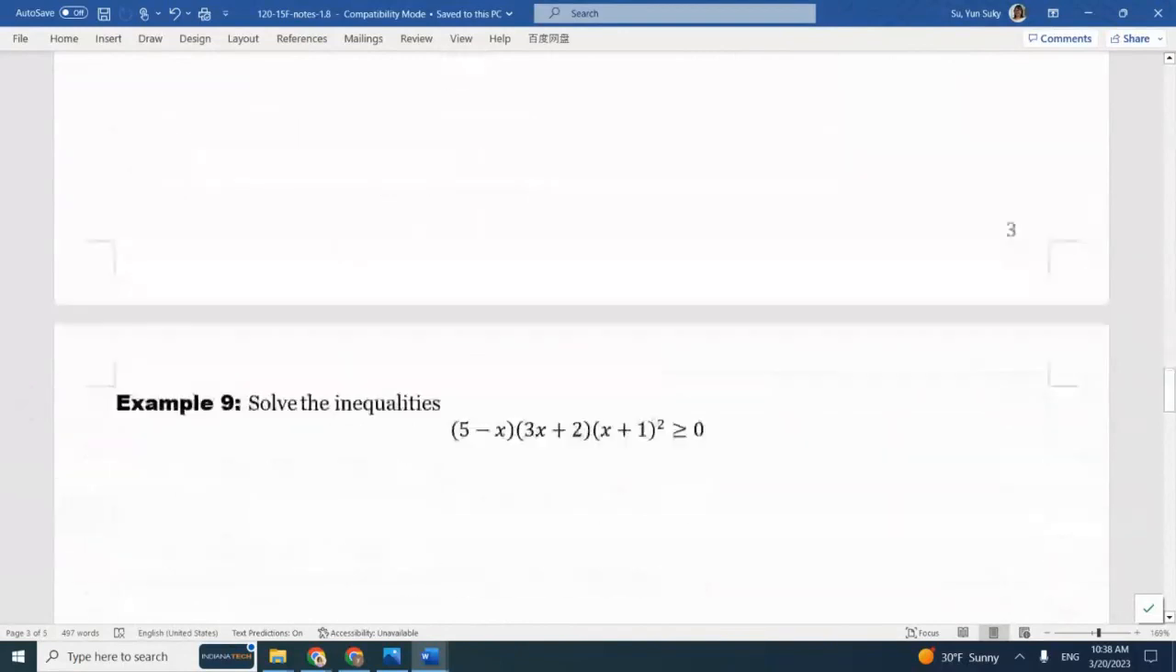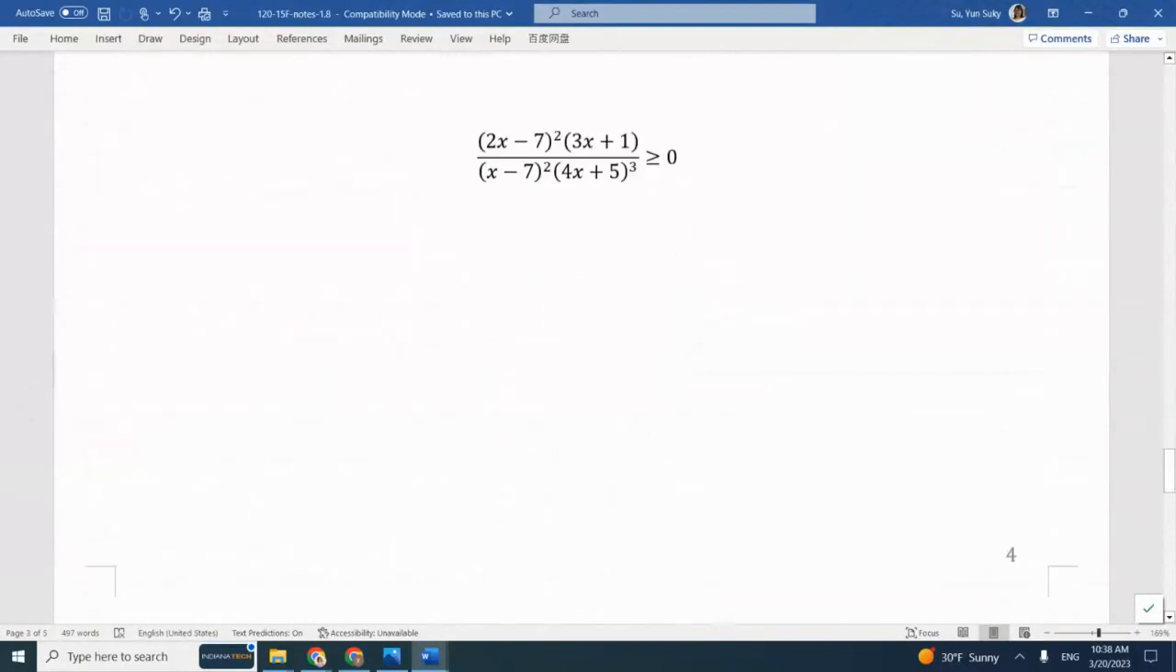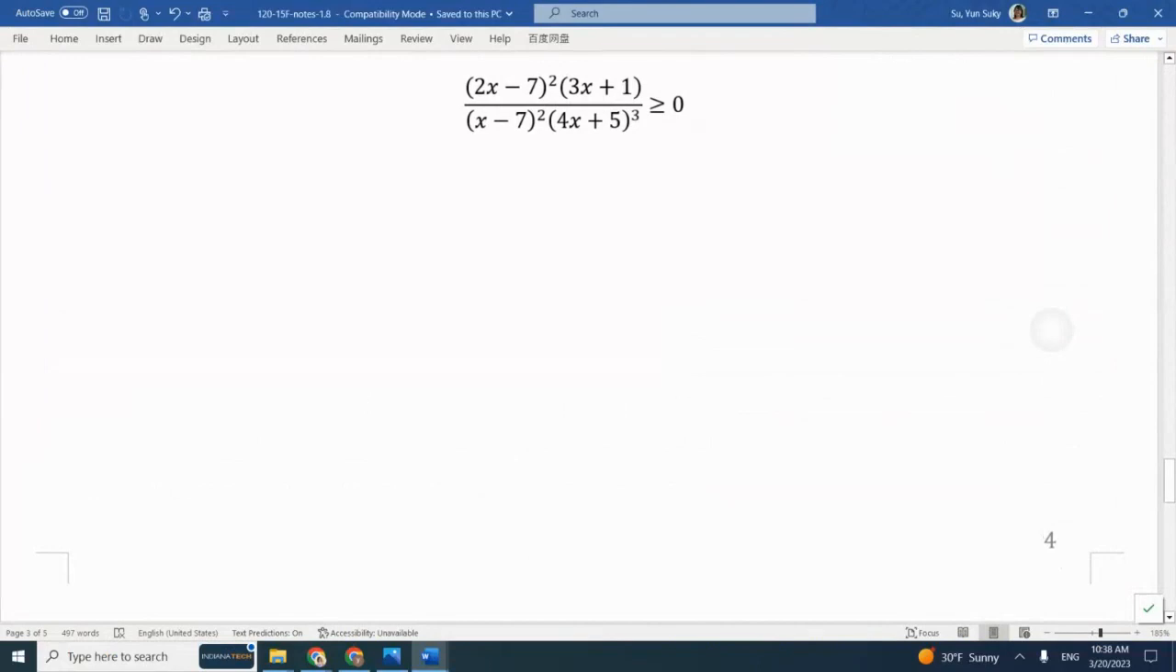Let me see which problem is better. Let's do this problem because we don't have enough time, so we cover fewer problems. Let's see how many we can cover. Let's look at this one.